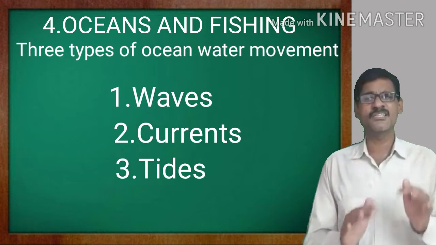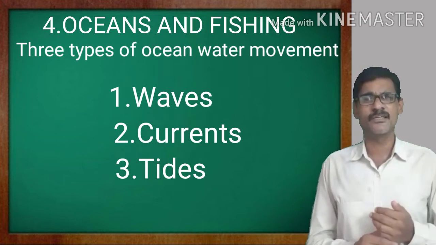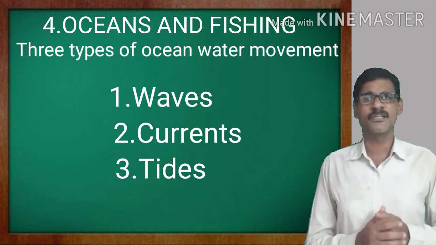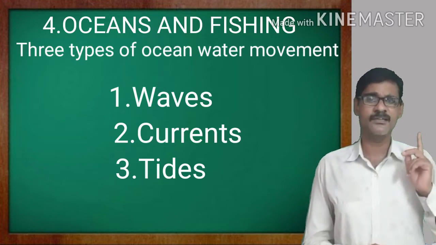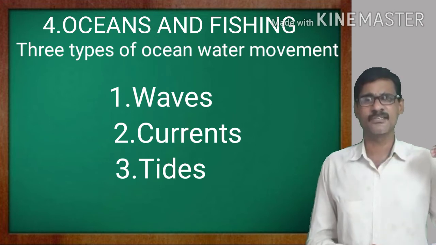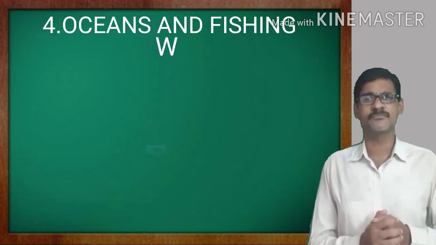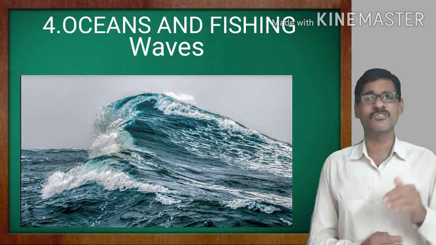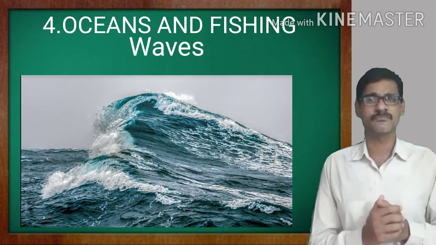The ocean water is not still in position. It's moving. There are some movements of the water. There are three kinds of water movements here. The first one is waves. Second one, currents. Third one, tides. Waves: the rise and fall of water on the ocean surface is called waves.